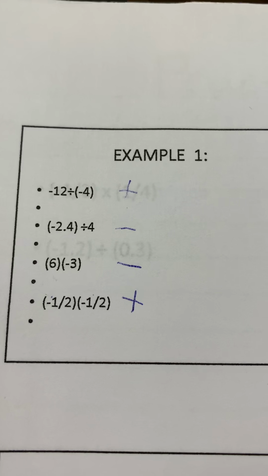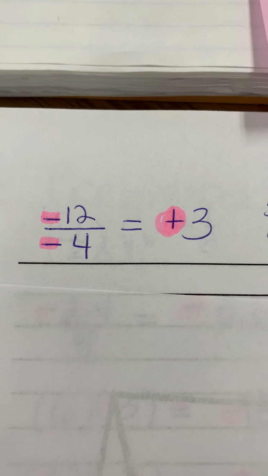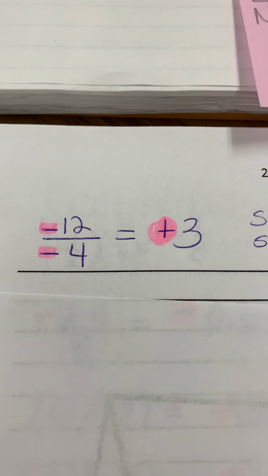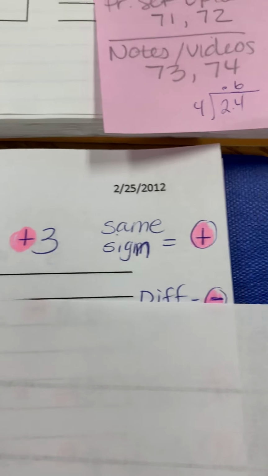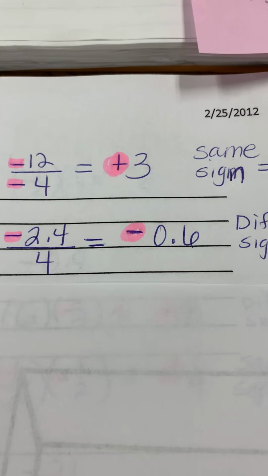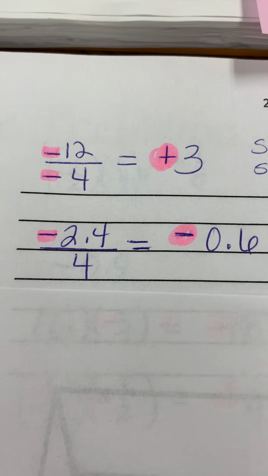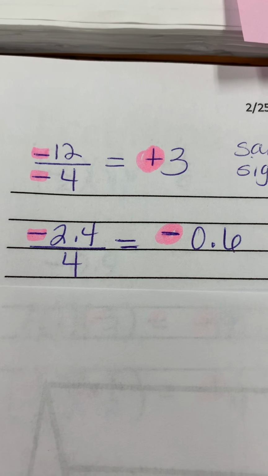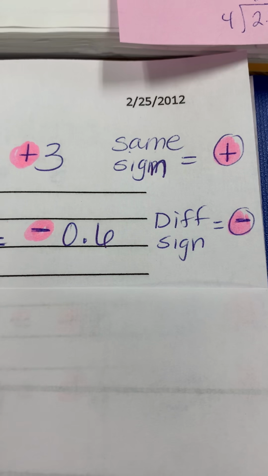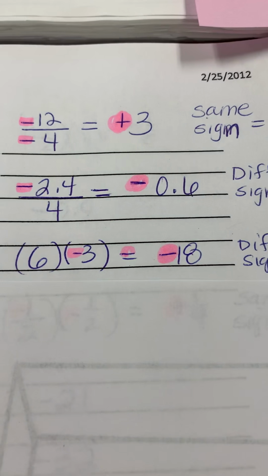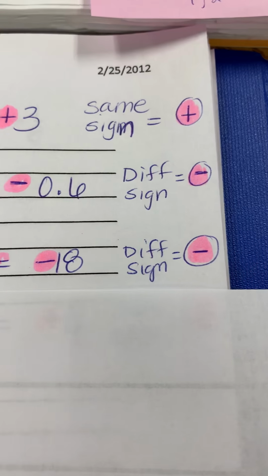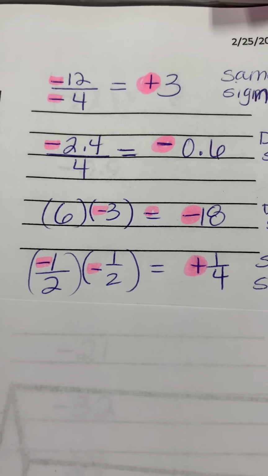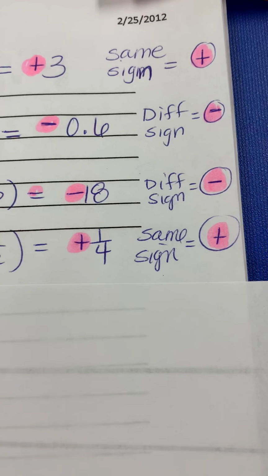Okay, so we come over here and take a look at the example. I have a negative 12 divided by negative 4. Two negative signs gives me a positive answer. It's like reading the opposite of a negative. So same sign, positive answer. A negative 2.4 divided by 4 gives me a negative 0.6. Different signs, negative symbol. A positive multiplied by a negative gives us a negative 18. Different signs, negative answer. And then a positive times a positive gives us a positive answer, same sign, positive.